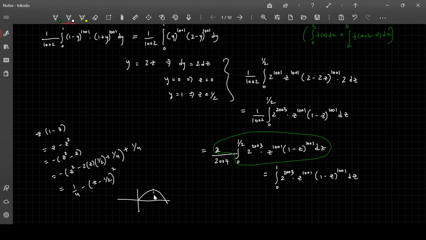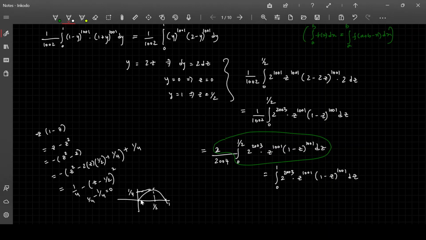Fine. So it is symmetric, and this point is half, and this is 1 by 4. This is the maximum point. So this is the way it looks. When you try to integrate from 0 to 1, put 1, this turns out to be 1 by 4 minus 1 by 4, so it is 0. So from 0 to 1, this is the way the graph looks.